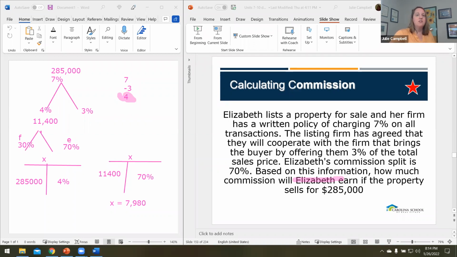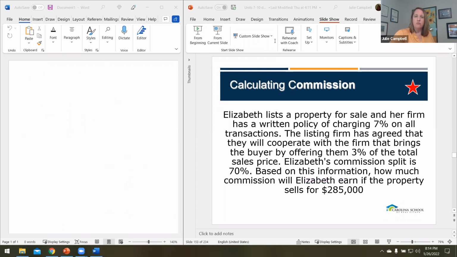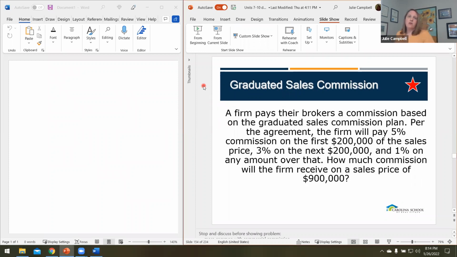Commercial commission tends to be treated a little differently. Commercial commission tends to work a little differently. And to do commercial math, I don't really have a formula for it. We just got to do it. Commercial math is referred to as a graduated sales commission. When you see graduated sales commission, this is typically, not all the time, because all firms are different, how commercial agents get paid. So we're going to go through this together.